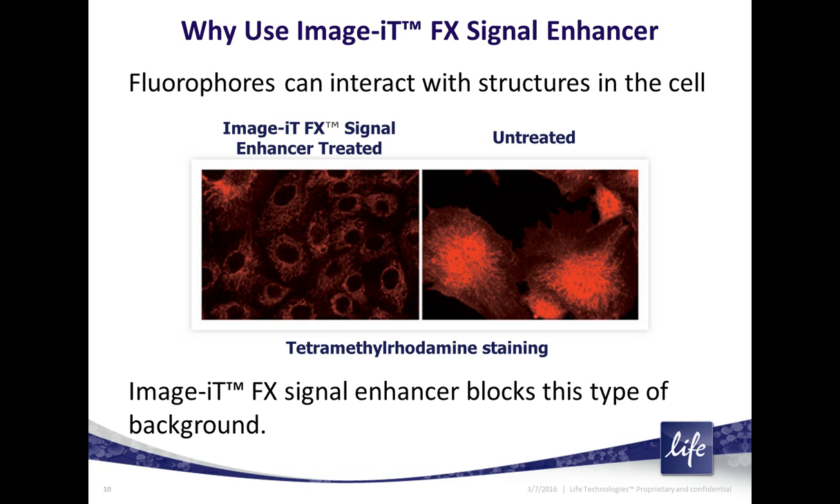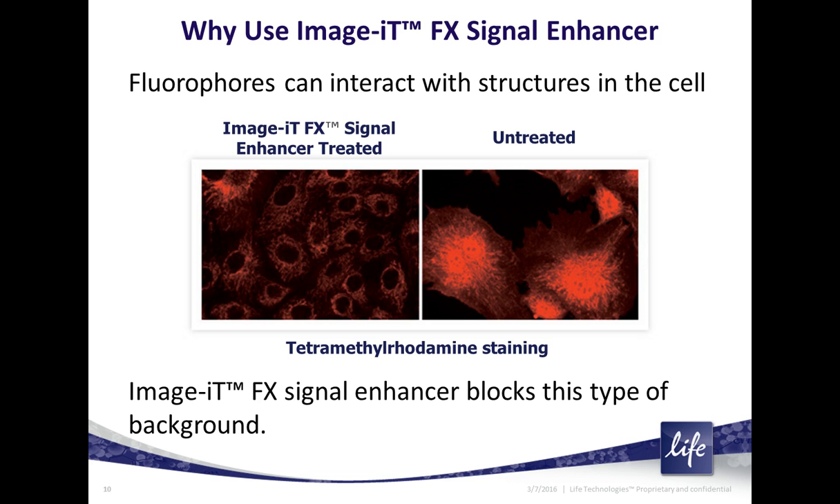Here, I mentioned the use of the ImageiT FX signal enhancer, which is another blocking solution. This one blocks a different sort of thing that most people don't tend to think about. Dyes have a certain charge to them, most of them. Most dyes have a negative charge. For instance, the Alexa Fluor dyes are negatively charged. And when you label your cells or tissue, that negatively charged dye can be attracted to positively charged areas in the cells or tissue.